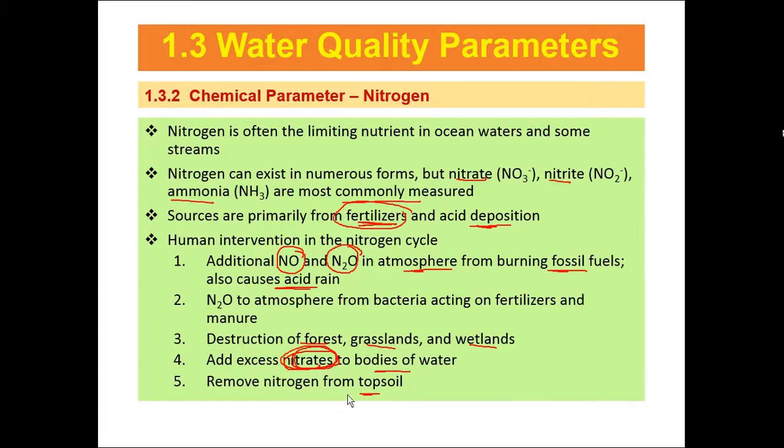Okay, so previously, sometimes this is our profile land. In the topsoil there is almost an accumulation of nitrogen, and it will always be absorbed in the topsoil.